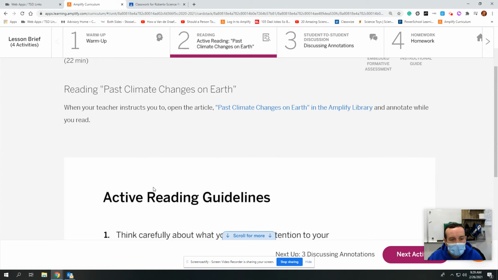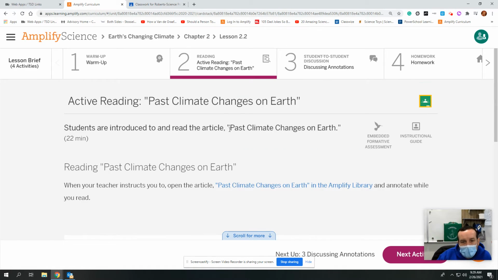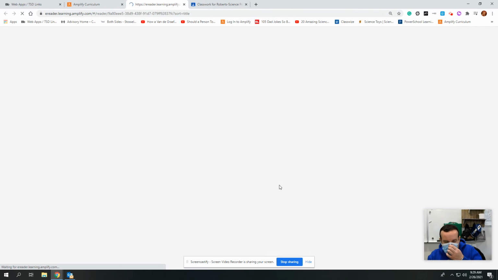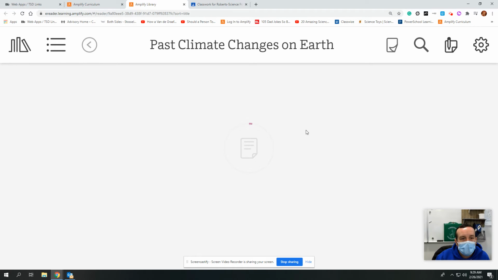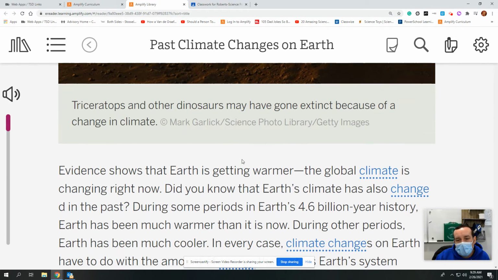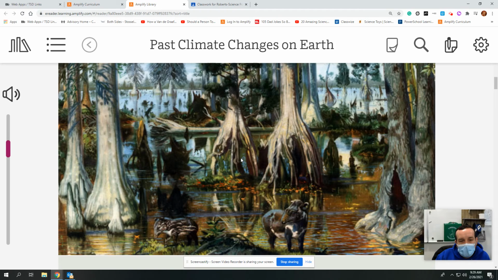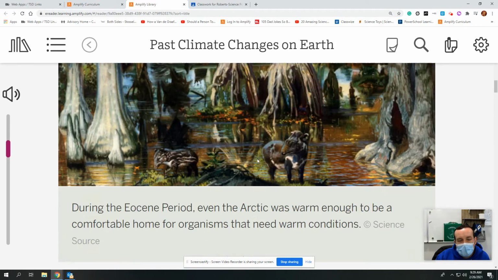So friends, for this, I'm not going to ask you to annotate or anything like that, but I would like you to be a close reader. Read this article through twice. It's a really fascinating article. Like I said earlier, we're going to learn about times when things were really, really hot. Ooh, look, a dinosaur. And we're going to learn about times like this, with alligators living in the Arctic.